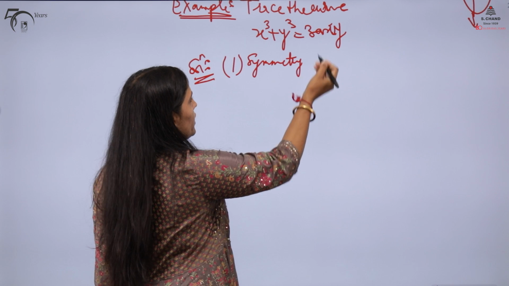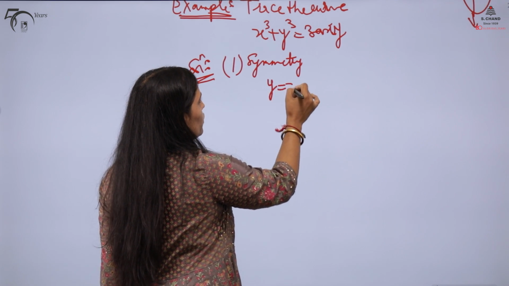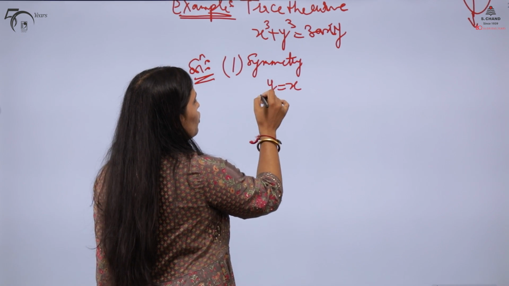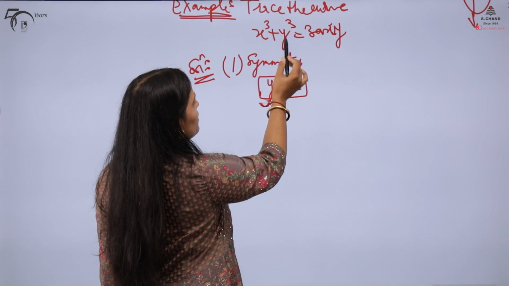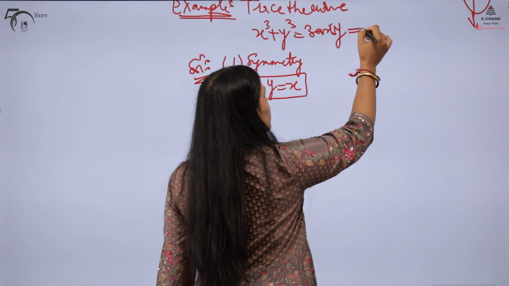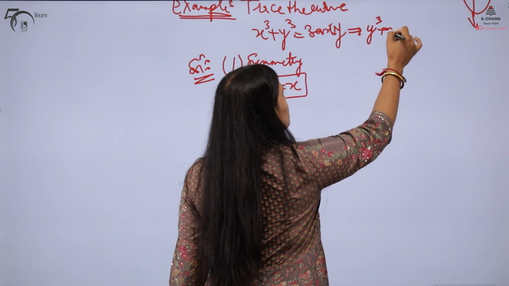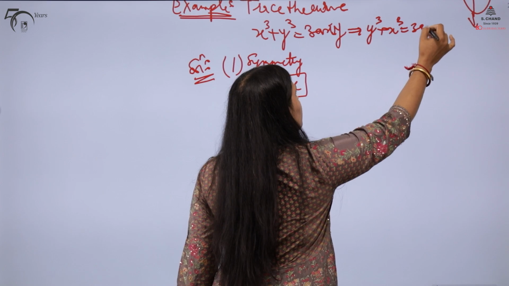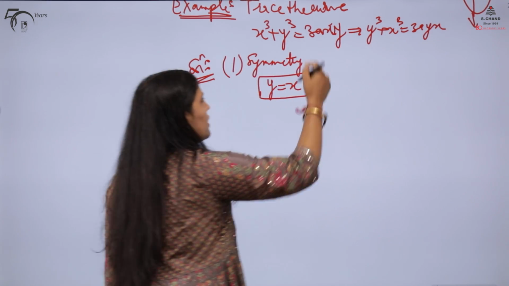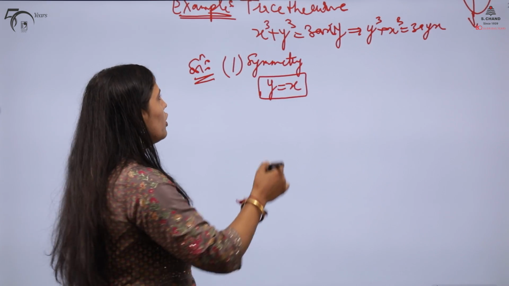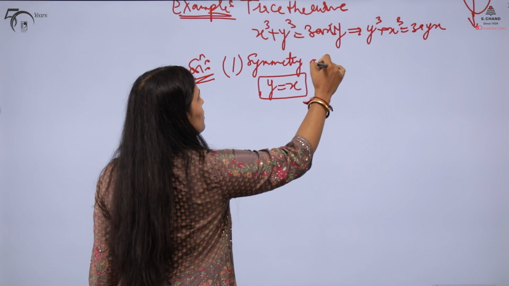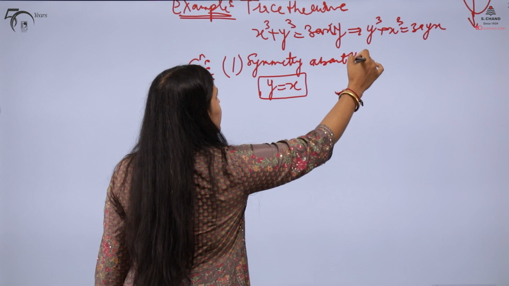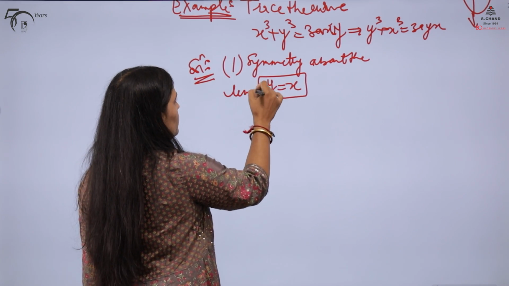Symmetry about both cannot exist, because both powers are odd. Now symmetry about the line y is equal to x does exist. For this, if you change x by y and y by x, you get exactly the same equation. It means your given curve is symmetrical about the line y is equal to x.